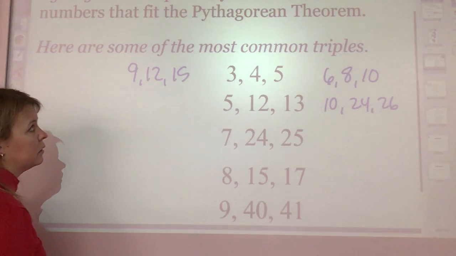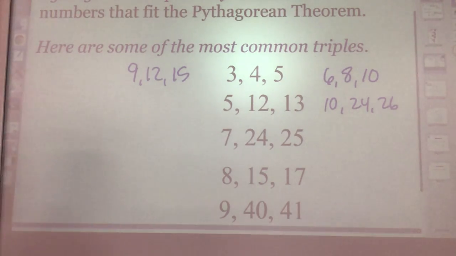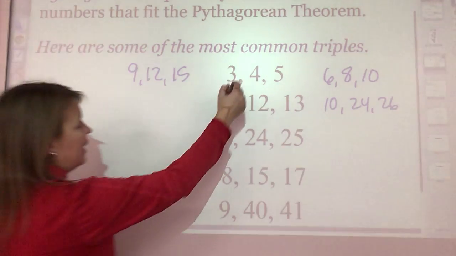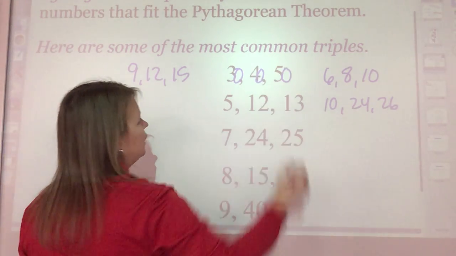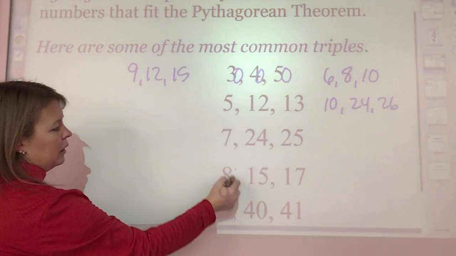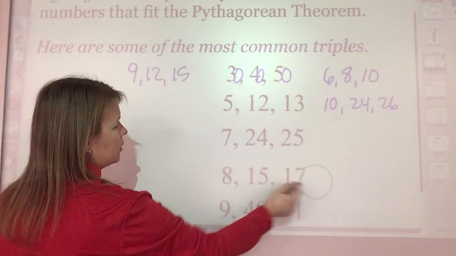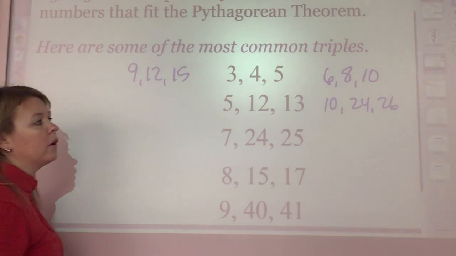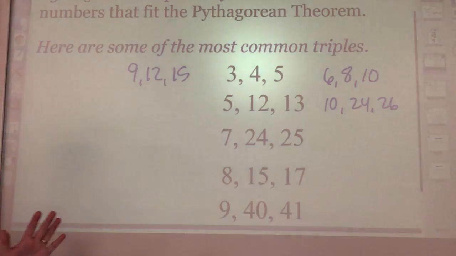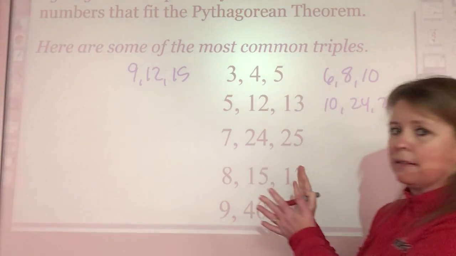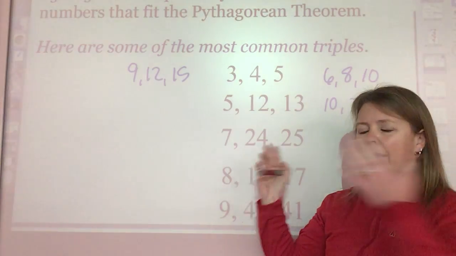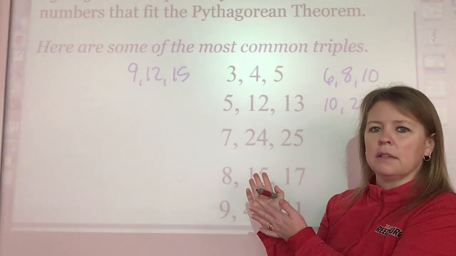Bet you it comes out to 225, which is what 15 squared is. You could multiply them by 10. You could have a 30, 40, 50 Pythagorean theorem. You could have an 80, 150, 170 Pythagorean triple. So all you need, okay, it does not have to be on this list. This list is infinitely long. I can't give you the whole list because it never ends.